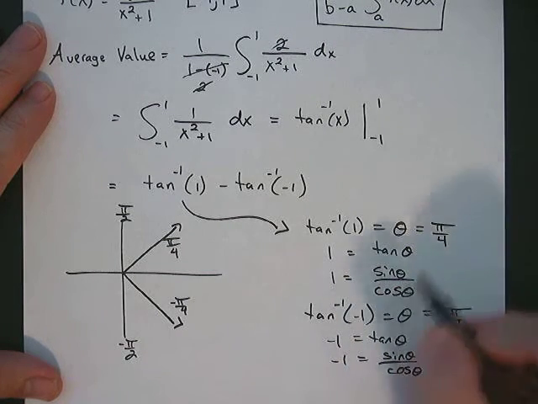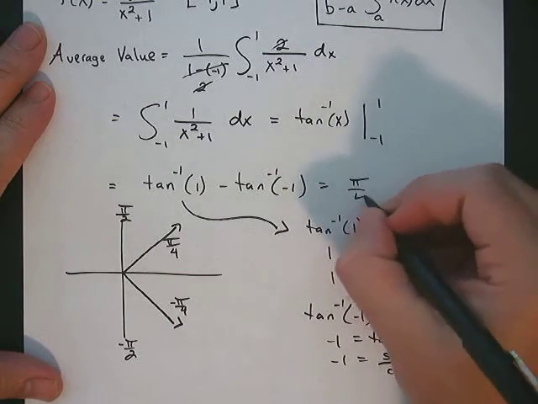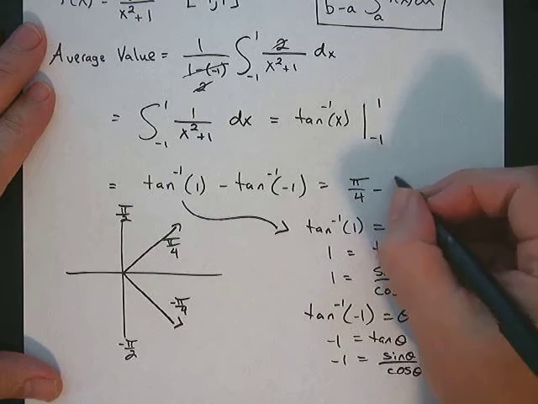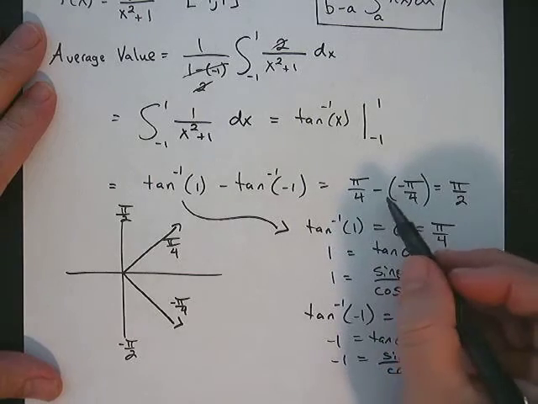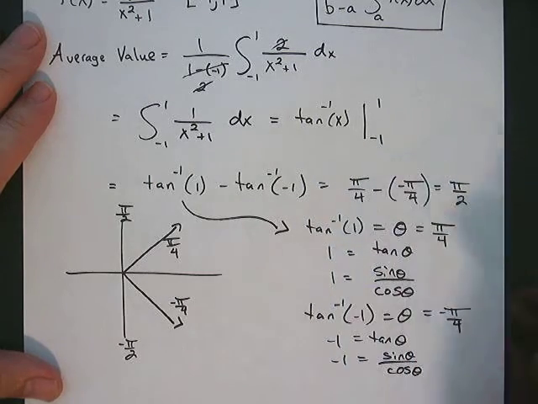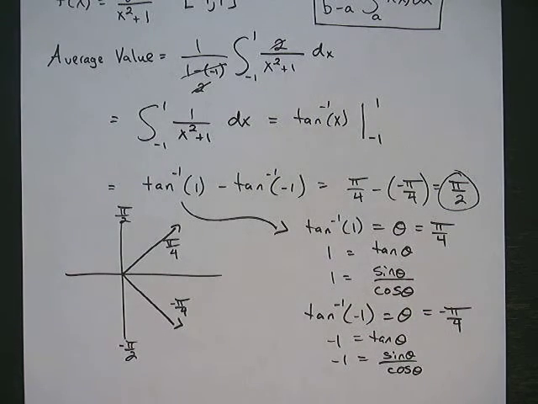Okay, so if you go back up here, we found those values now. So the first one's going to be pi over 4 minus -pi over 4. And if you combine those, you get pi over 2. Remember, negative and negative make a positive, so you're adding pi over 4 and pi over 4, which is pi over 2. And that's going to be your average value on that interval.